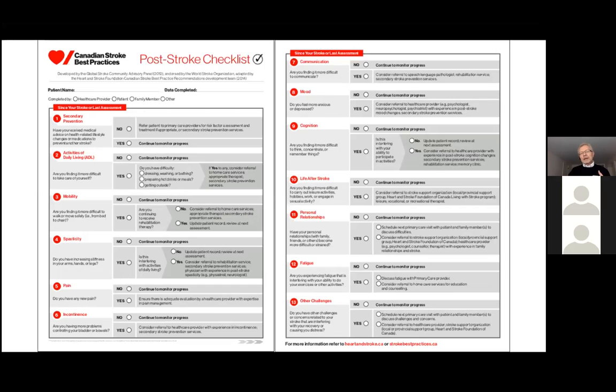And not all patients that come to you will remember everything. Not every patient comes to you with a list of things that aren't right. And so a checklist is actually an important tool that we can use.